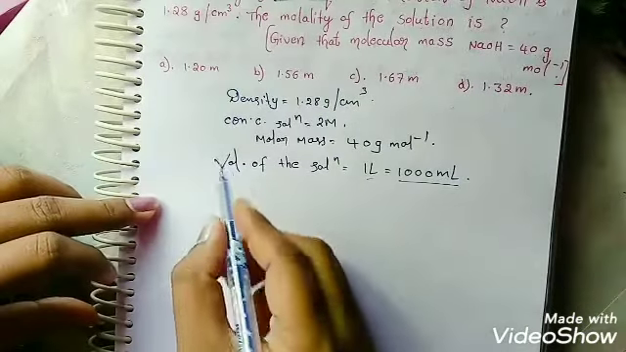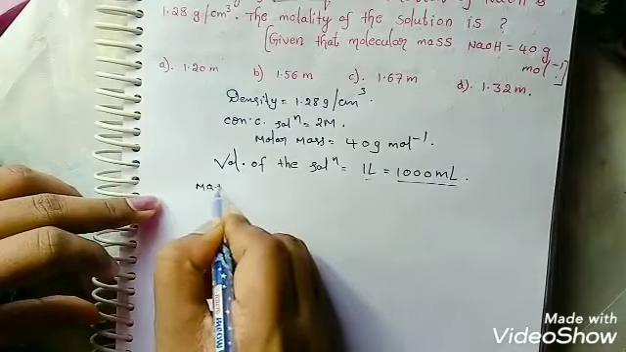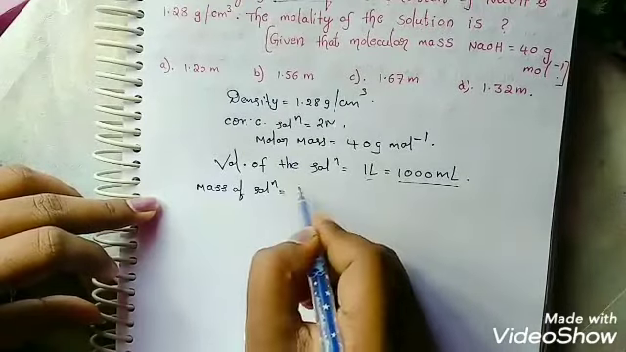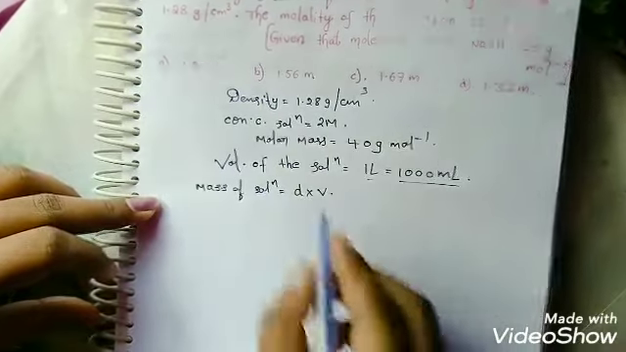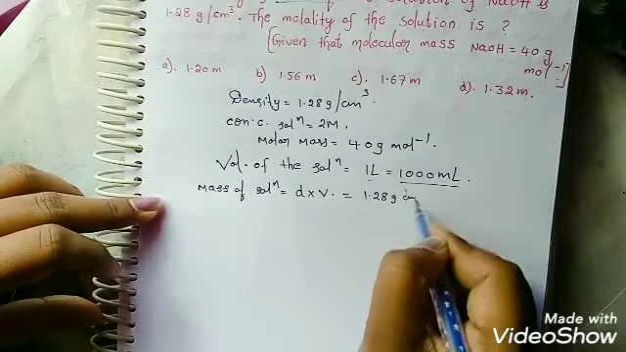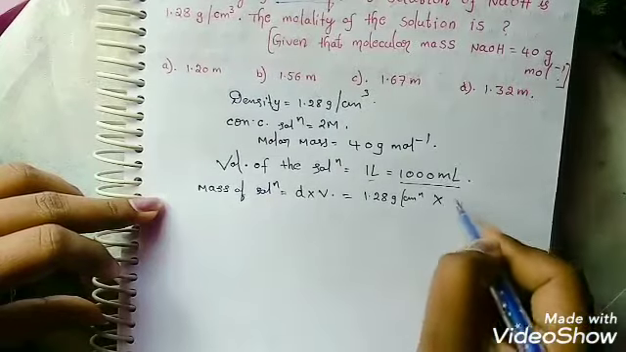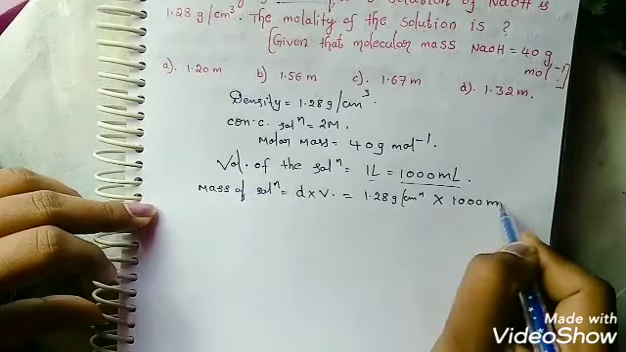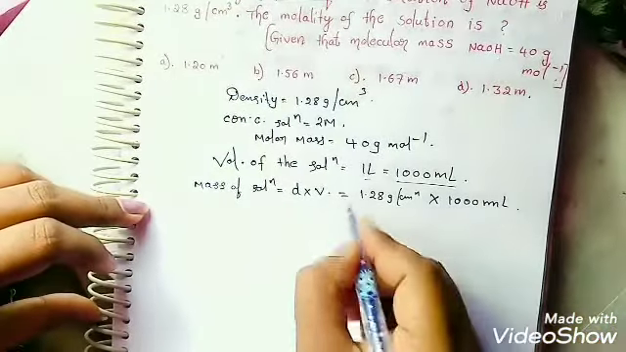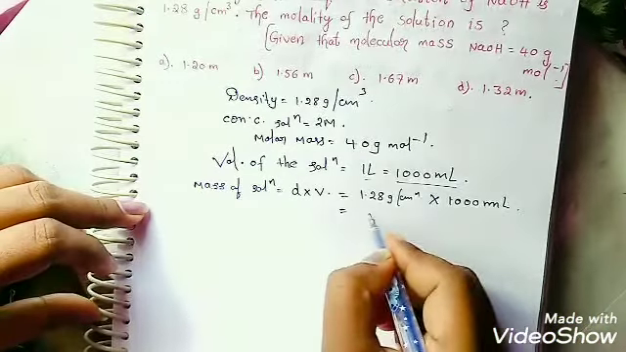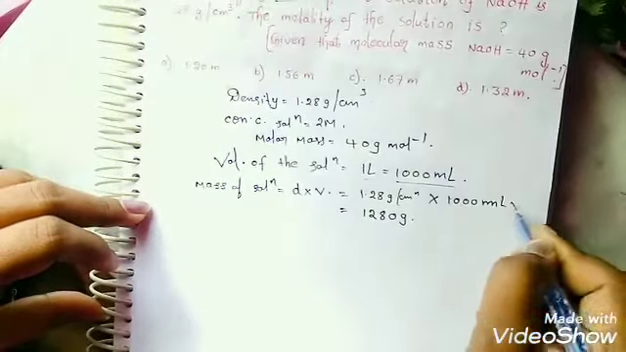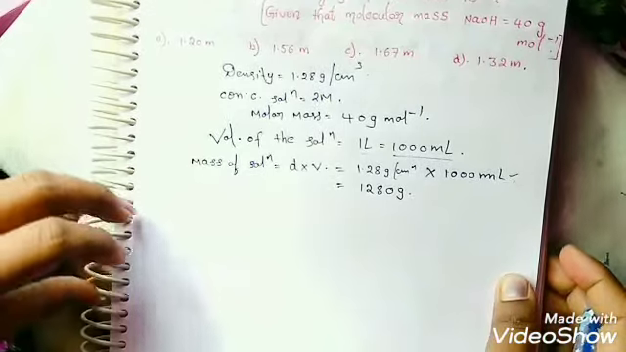Now students, you have to find out the mass of the solution. Mass of the solution means the formula is density into volume. Here, density is 1.28 grams per centimeter cube into volume, that is 1000 ml. Then what answer are you getting finally? If you multiply this, you will get the answer 1280 grams.